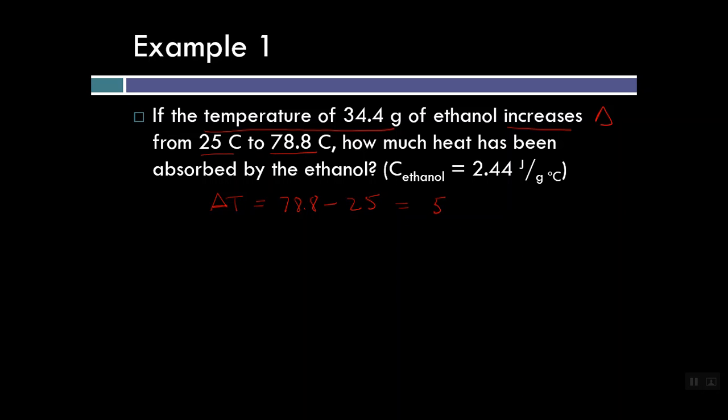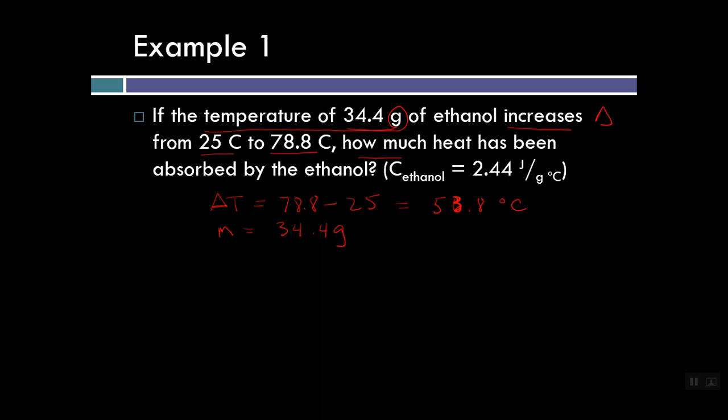Go ahead and do that on your calculator. So you get 56.8. No, 53. Right, 8 minus 5 is 3. So 53.8, and that would be degrees Celsius. That's my change in temperature. And then I've got my grams here, so my mass is 34.4 grams.